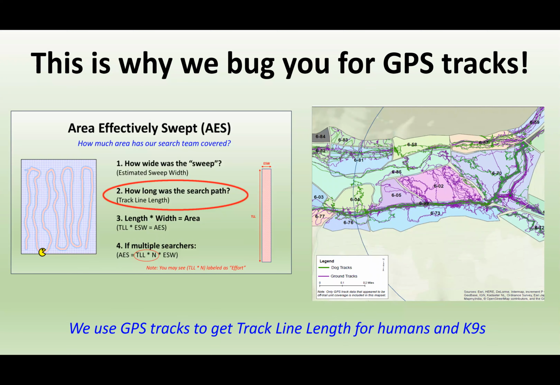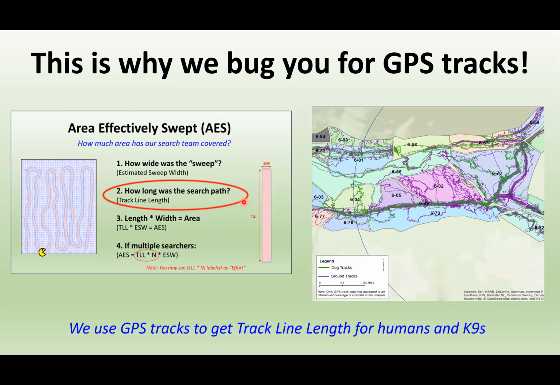So this explains why we'll always be bugging you to get high quality GPS tracks for both you and your dog. And what we do is we process and measure those GPS tracks to accurately measure the length of travel within your assigned search segment. And that allows us to do the math that gets us to area effectively swept.